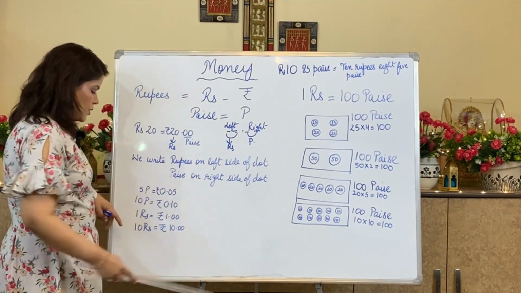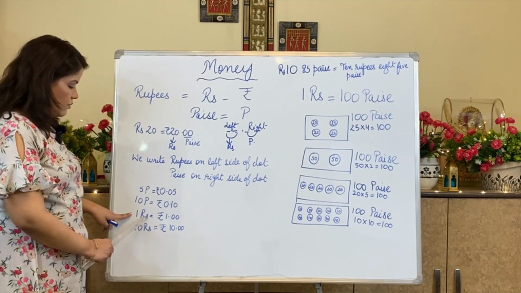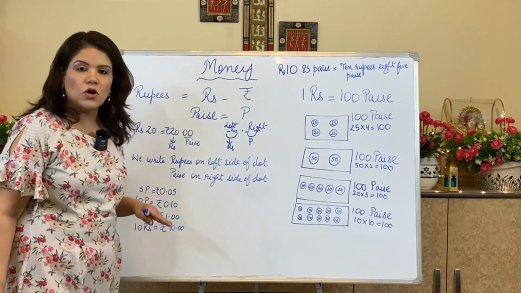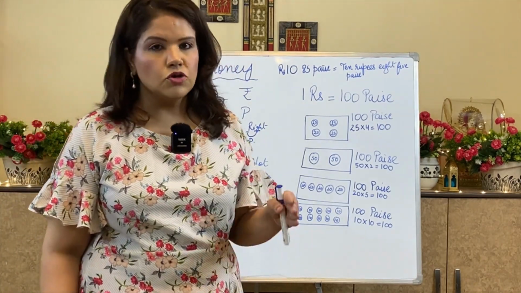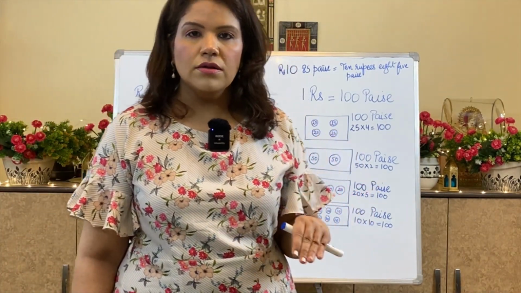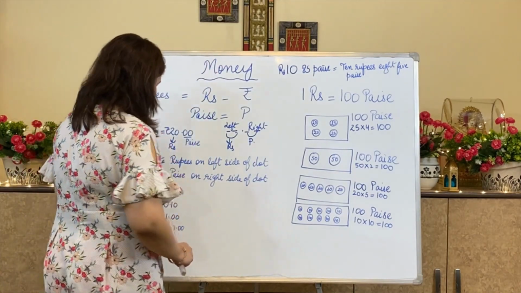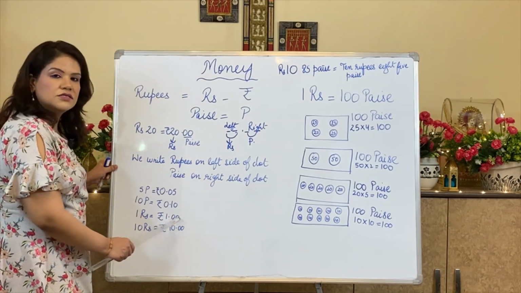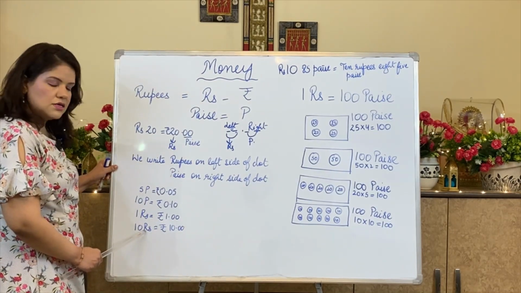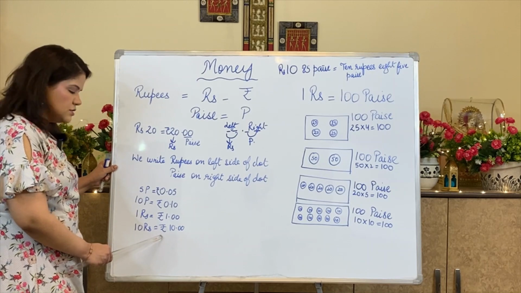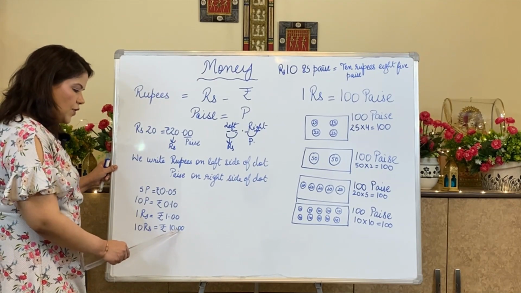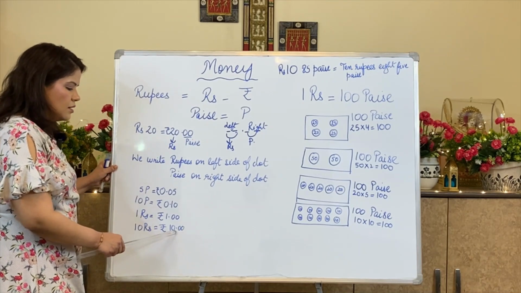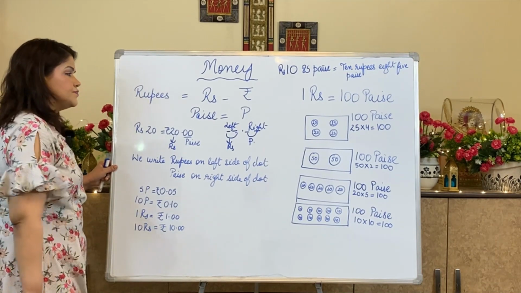If I have to write 1 rupee, then what will I write? Rs 1.00, because I am not talking about paise here, I am talking about 1 rupee. So on the left side I will write 1, and on the right side I will write 00. For 10 rupees, again this is the symbol for rupees, I will write 10.00. That means paise is 0 here and rupees is 10 here.